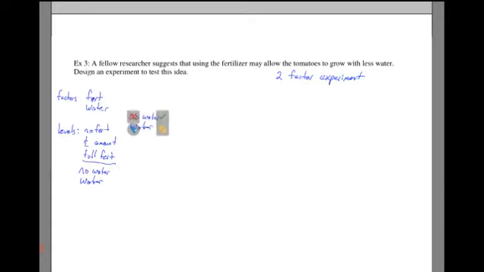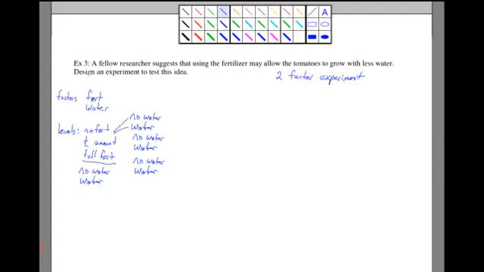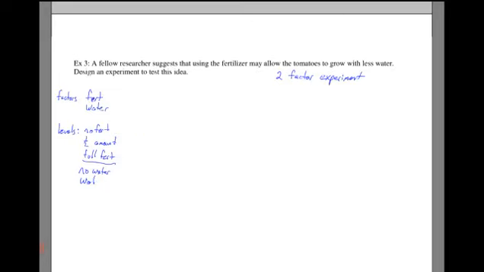Treatment 1 will have no fertilizer and no water. Treatment number 2 will have half fertilizer, no water, and so on. Okay, so I'm going to have a total of 6 treatments. That's where the treatments and levels start to look different. So now I'm going to have multiple treatments, far more treatments.